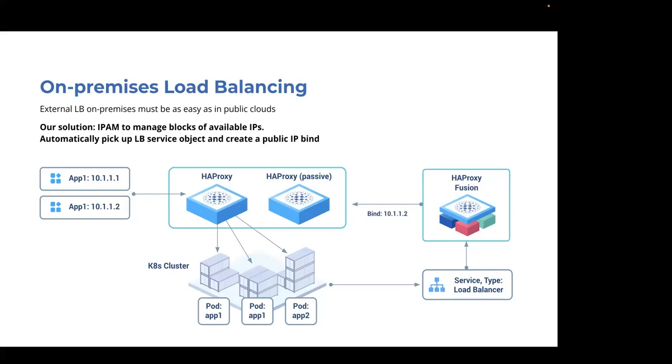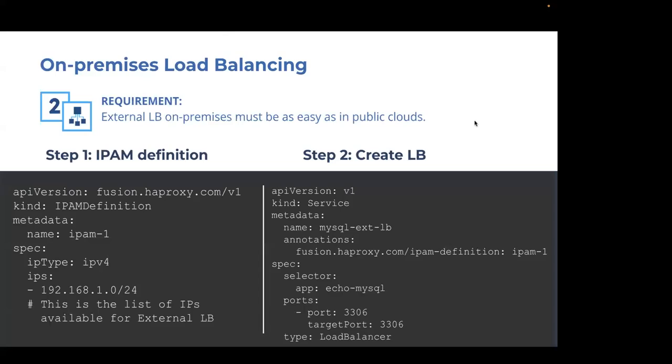And then having the control plane automatically pick up the load balancer service object, just like in a public cloud, from your Kubernetes cluster, and automatically pick an IP address and assign it to HA proxy. So imagine a situation where, first of all, in step one, I create the IPAM definition. I'm not doing this as a user. I would be doing this as an administrator of the cluster. You might be familiar with the syntax. I'm just going to say, hey, this is an IPAM definition, and this is the block of IP addresses that are available to me when I'm creating load balancers.